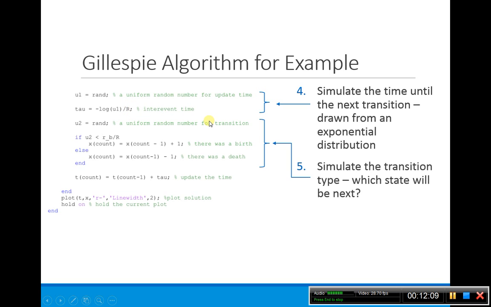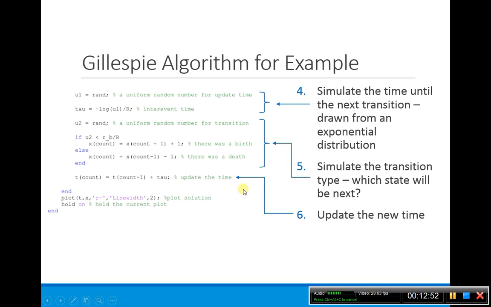So then the next thing that I'm going to do is simulate what's going to happen next. This is kind of like coin tossing. You have a random number, right? And I want to know what's going to happen. So if my random number, RU2, is less than my RB over R, so remember I only had 2 possible transitions here, so if it's less than my birth rate divided by the sum of all my rates, then I'm going to have a birth, so I'm going to increase the count by 1. Otherwise, I'm going to have a death, so I'm going to decrease the count by 1.